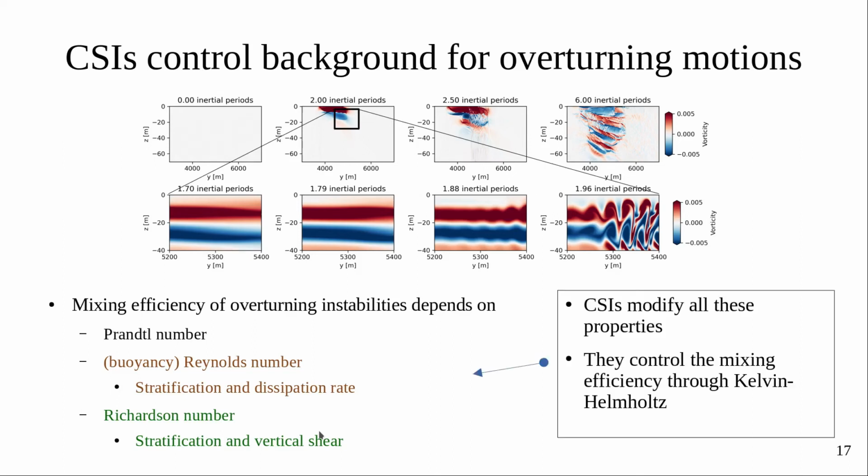And the Richardson number as well, because the stratification is being modified, but also the vertical shear, which is maybe the easiest one to visualize here, because the cells are getting stronger, so the vertical shear is getting stronger as well. So what we think is happening is that the CSIs are modifying all these properties in the background, and through that they end up controlling the mixing efficiencies of Kelvin-Helmholtz instabilities. And that is how different flavors of CSI, which have inherently different vertical shears and so on, end up having different mixing efficiencies in the end.